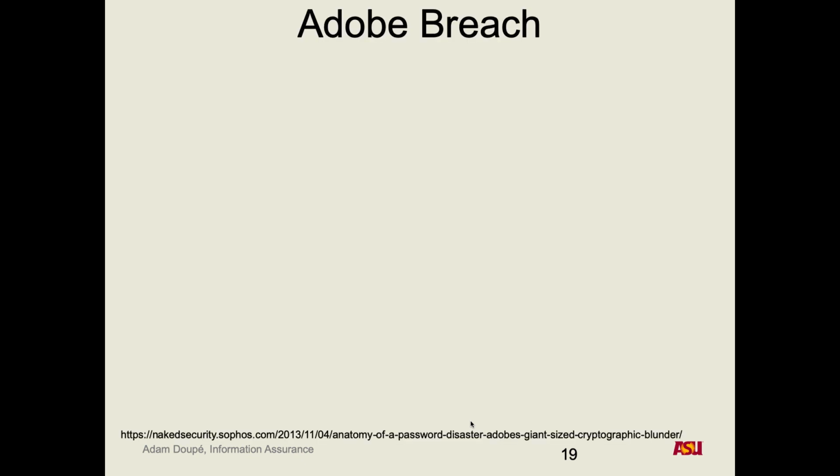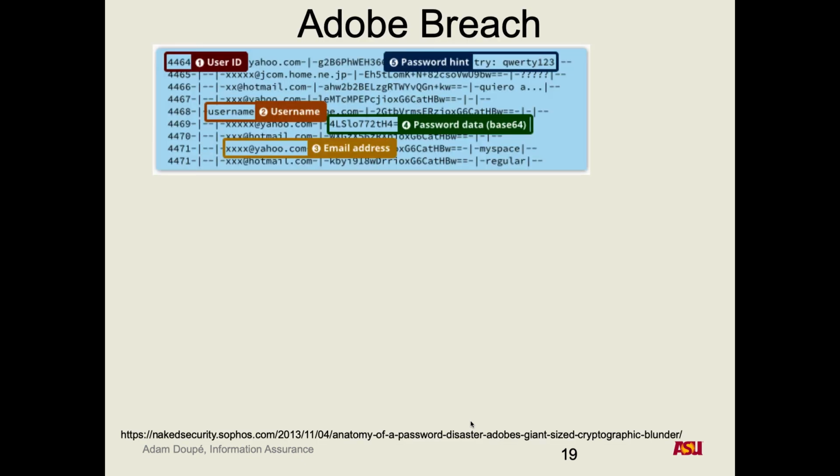The Adobe breach was super interesting because they had user IDs, email addresses, password data that was base64 encoded, and then they had the password hint. The password hint, of course, needs to be shown to users, so it can't be hashed. It needs to be stored essentially in plain text. So you see that password hint in the corner says try QWERTY123. What do you think that user's password is?